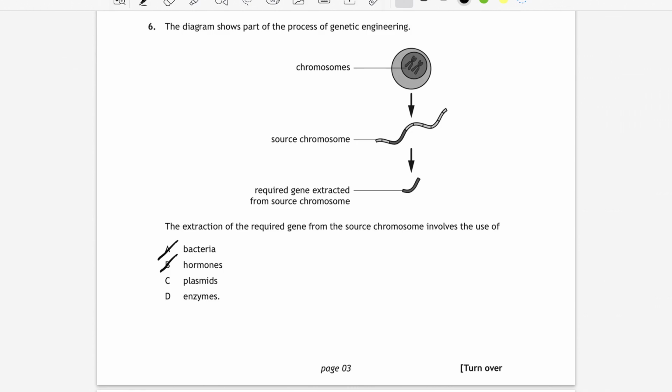We're going to take that gene out of the source chromosome, and it's not going to have a plasmid because humans don't have plasmids. So plasmids is right, which leaves enzymes, which is the correct answer.